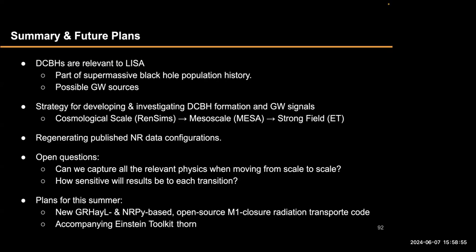And I have a few plans that I wanted to share that are probably coming to fruition this summer, or at least that's the goal. We want to study this type of collapse with neutrino transport. And right now, IllinoisGRMHD is at a stage where it supports advanced tabulated equations of state, and it supports neutrino physics via a simple leakage scheme. But we do have plans for writing our own GRaiL and NRPy-based open source M1 closure radiation transport code.